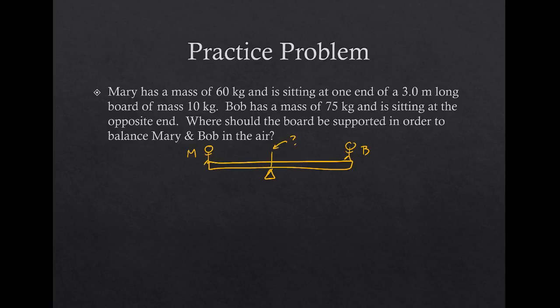this balance point. Basically we can call this distance x, we can call this distance 3 minus x, and we know that the board itself, which has a mass of 10, is going to have a force of gravity in the middle. Mary will have a force of gravity of about 600 newtons. The board is going to be about 100 newtons, and Bob is going to be about 750 newtons. Now there is one more force, and that's going to come from where the board is being supported, and that's going to be a normal force.